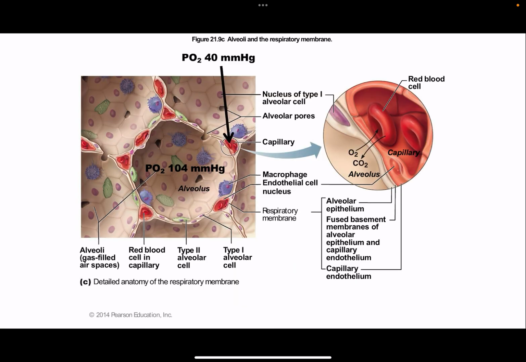Okay, so this was that respiratory membrane that I was talking to you about. The respiratory membrane is where the wall of the alveolus and the wall of the capillary meet. You're going to have some type 1 alveolar cells here inside the alveolus. What did type 1 alveolar cells do? What is their function? For type 1? Gas exchange, yeah. CO2 and O2 exchange, gas exchange. And what do our type 2 cells do? Surfactant.